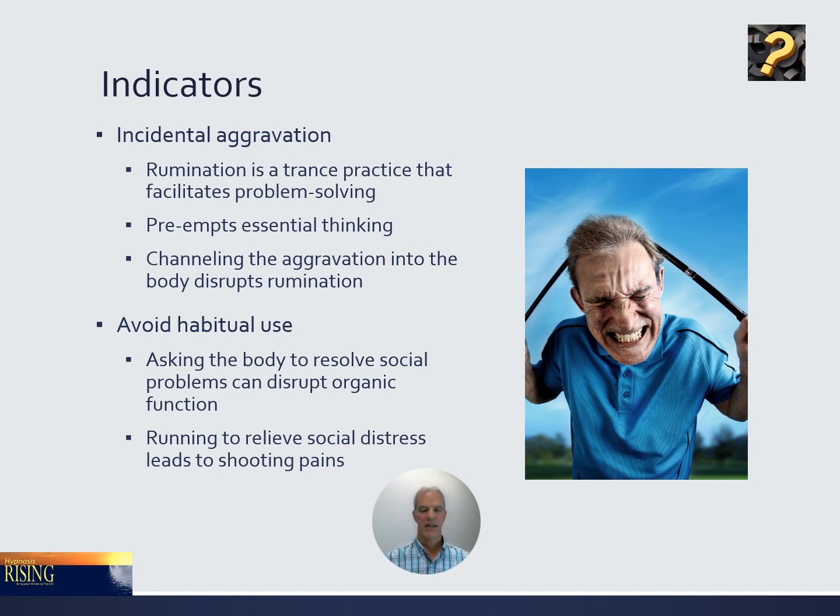The circuitry that manages our physical well-being is not designed to solve social problems. Running to relieve social distress, for example, can lead to shooting pains in the lower torso and legs. As an induction, we use the rigidity challenge to disrupt the trance state, counting the client out immediately so that we can turn our minds toward productive problem solving.